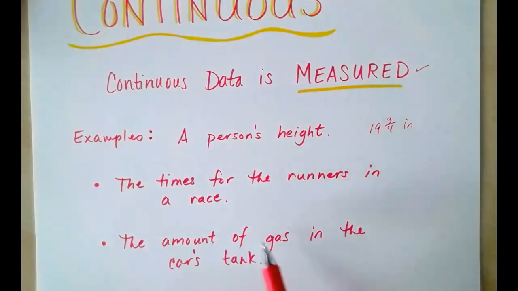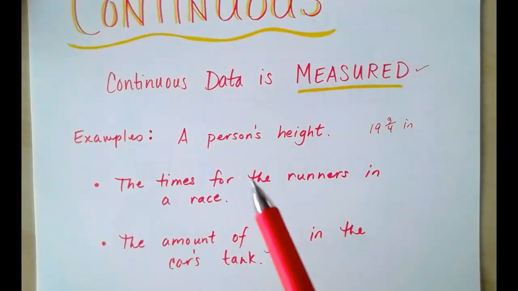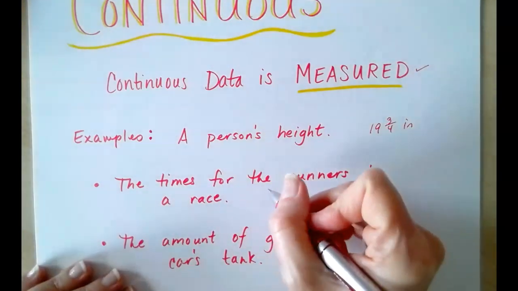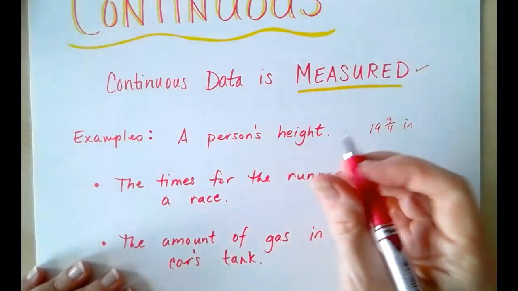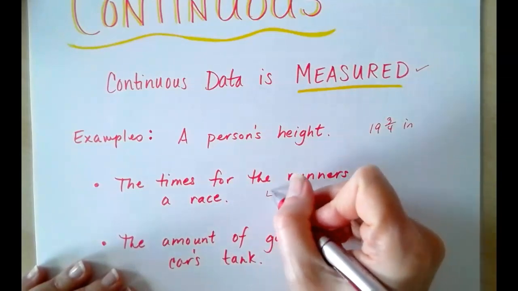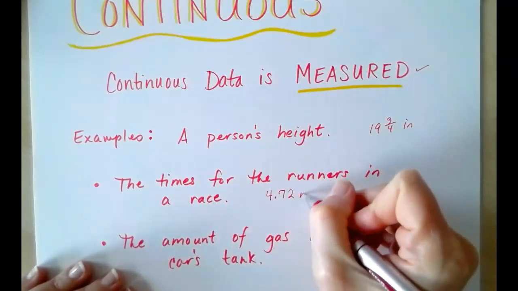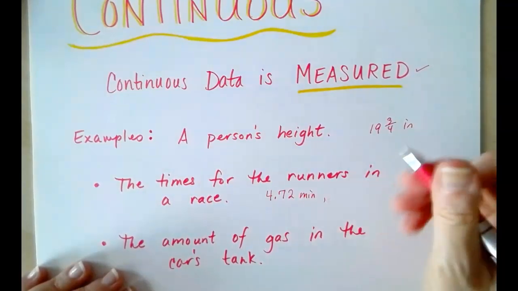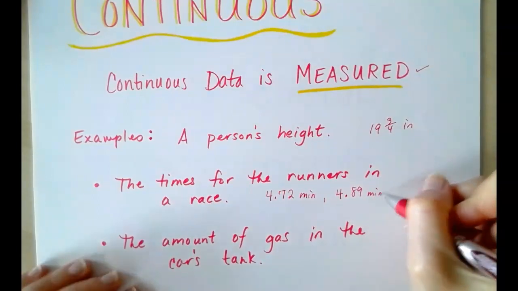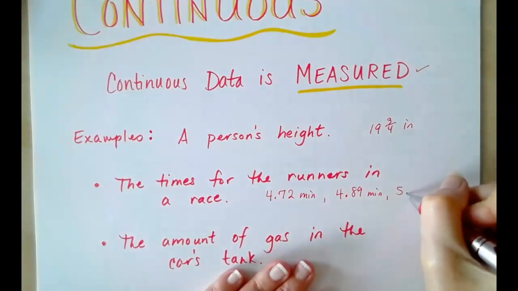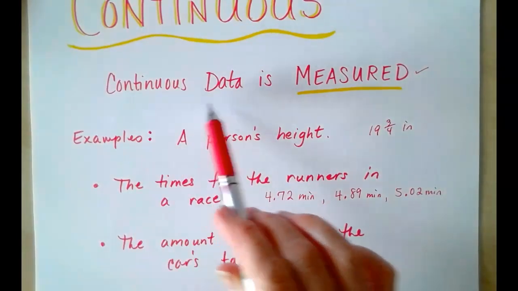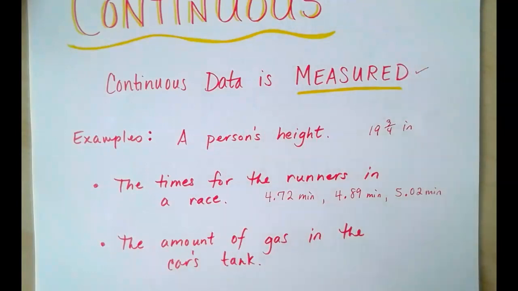The times for the runners in a race are continuous data. So we could say that we have 4 runners in the race, and maybe they're all running the mile, and the first one runs the mile in 4.72 minutes. He's the winner. The second one is 4.89 minutes, and then third place is 5.02 minutes. So continuous data is measured. The times for runners in a race.